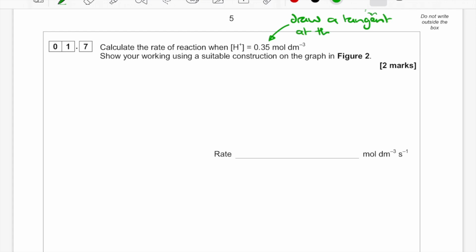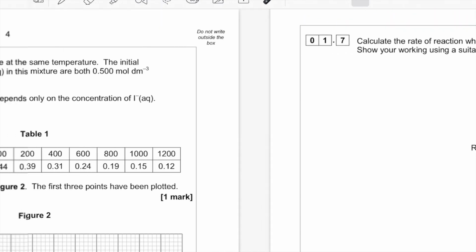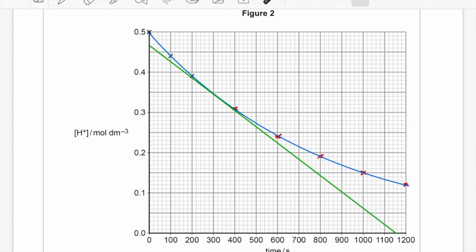Now, a tangent is a straight line that touches a curve at one particular point. So really what you're doing is working out the gradient of the curve at that point. So we are going to be drawing our tangent at 0.35 moles per decimeter cubed, and that's what I've done. That's my green line, my tangent. You may feel it's not perfect. It's quite hard to do on this iPad as well as I would like.